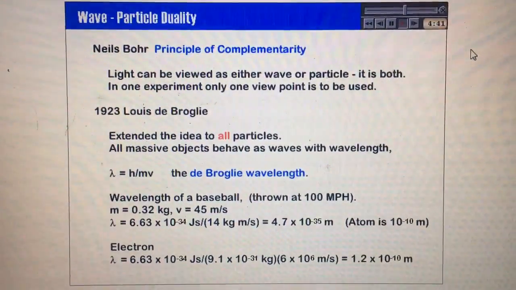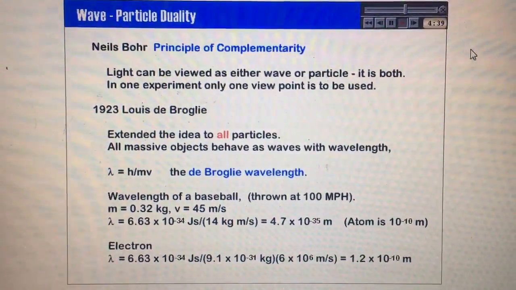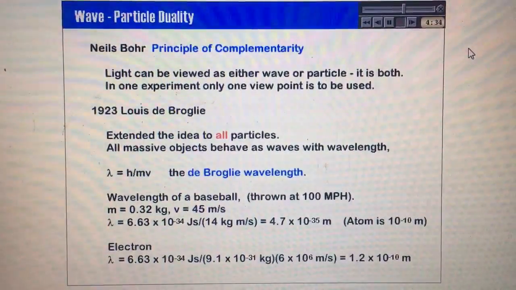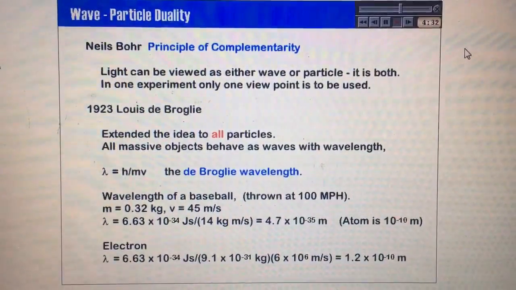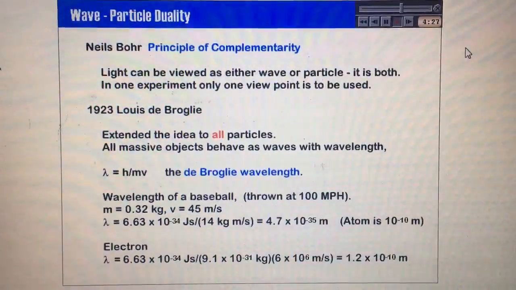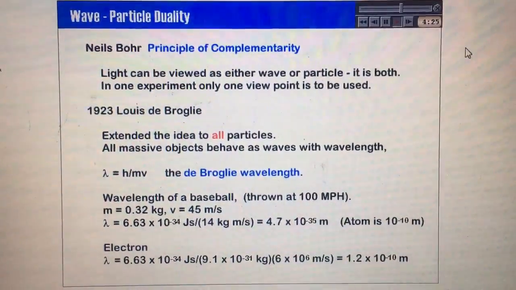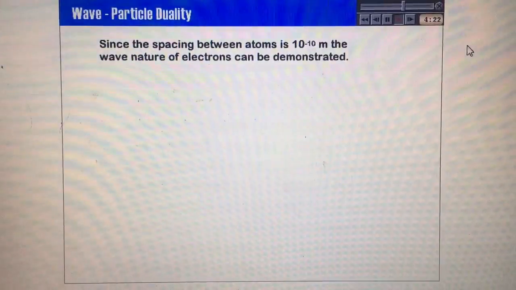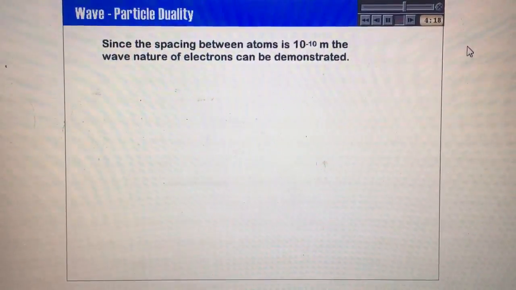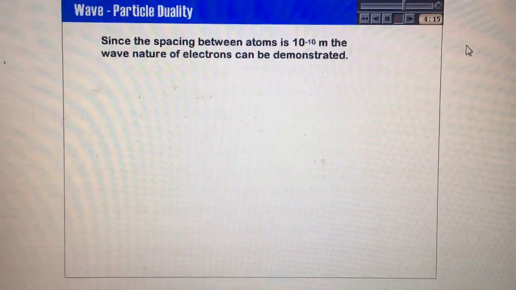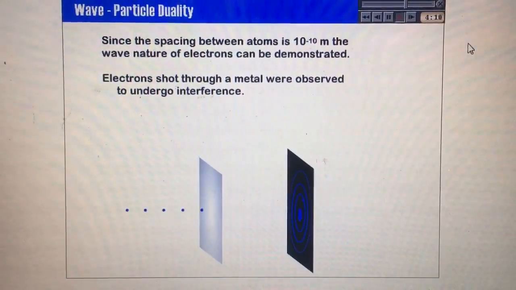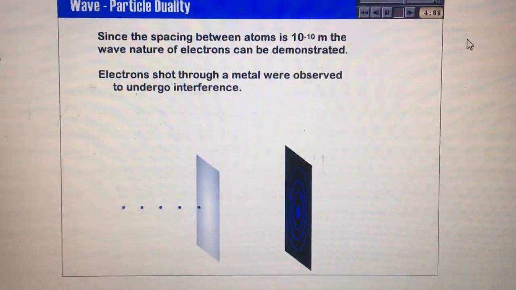Note that. What does that tell us? Well, first of all, the electron has a much bigger wavelength, or longer wavelength, than a baseball, fastball. But since the spacing between the atoms is 10 to the minus 10th meters, on the order of that, we can demonstrate the wave nature of electrons. Because now we can come up with slits. If we do it between atoms, we can send electrons through these slits and see if we can observe wave behavior. Well, this was actually observed, and how it was done was electrons were shot through a metal, and they were observed to undergo interference.